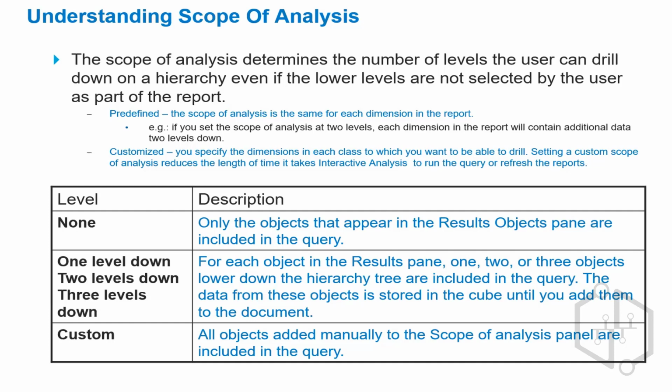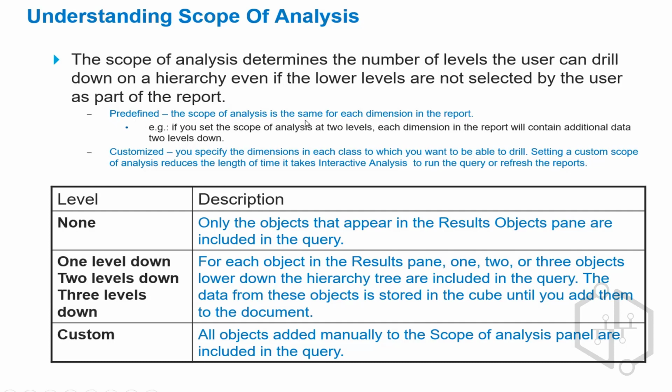So if our report only has country in the result objects, but we set the scope of analysis level to 3 and enable that, then we can go into drill mode. If we enable that scope of analysis in the query panel, even if we don't include other objects like state and city, we can drill down to that level to see more detailed information.